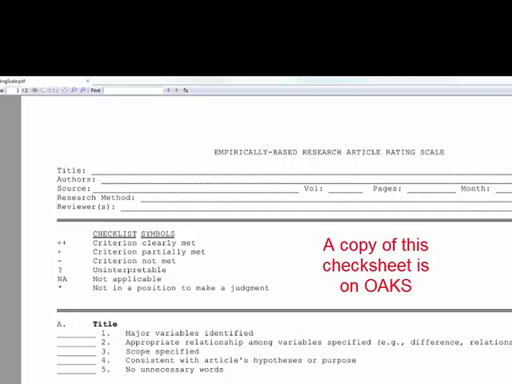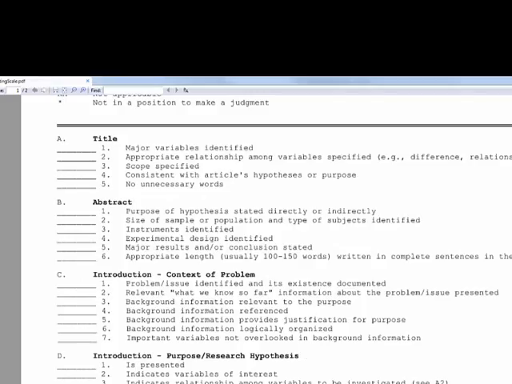Here's a screenshot of a check sheet for the various elements of a research article that is quantitative or empirical based. The first item is the title. Any variables considered major should be identified in the title.